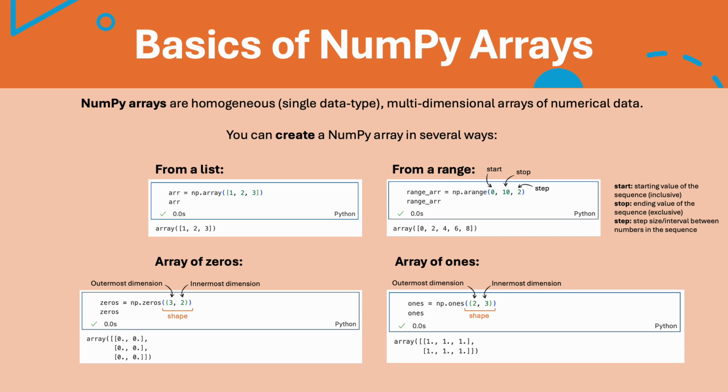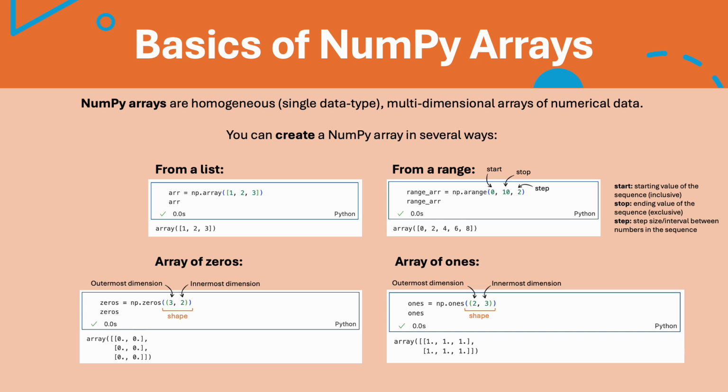You can also create an array of zeros, just full of zeros, or full of ones using the np.zeros or np.ones function. And what you do is you specify the shape of the array that you want to create. So the first value is going to be the shape of the outermost dimension. And then from there, you go further and further inward into your array, depending on the number of dimensions you have. So in both of these cases, we're creating 2-dimensional arrays.